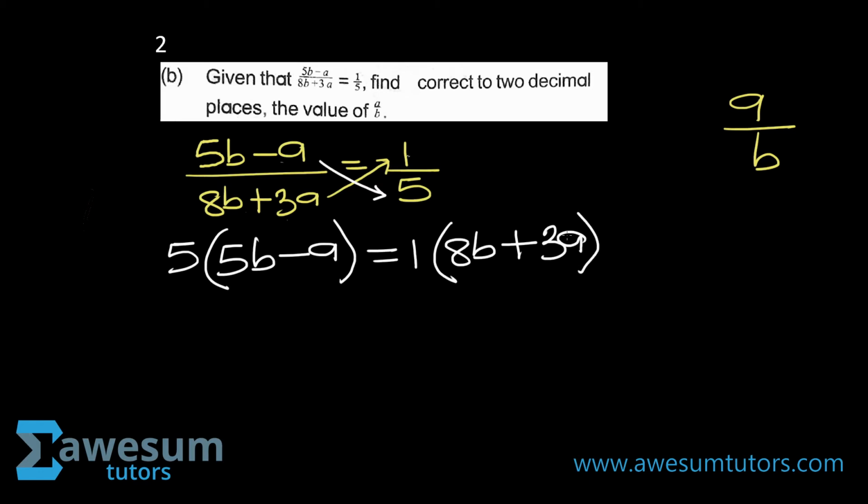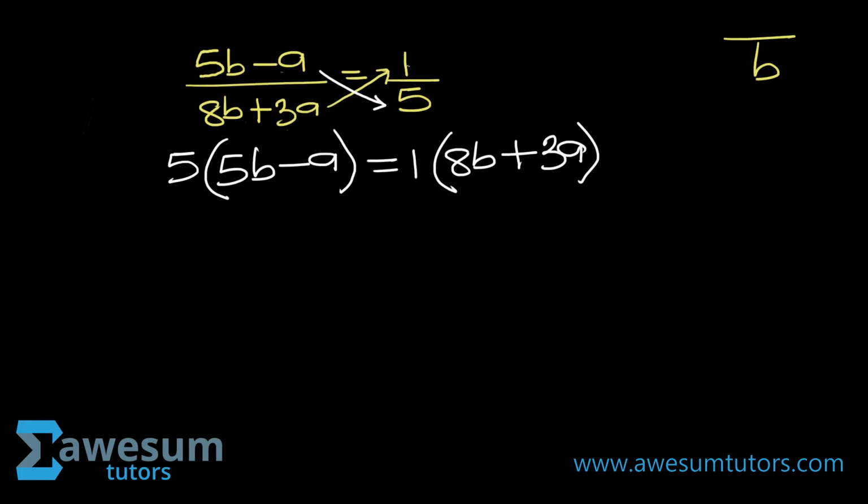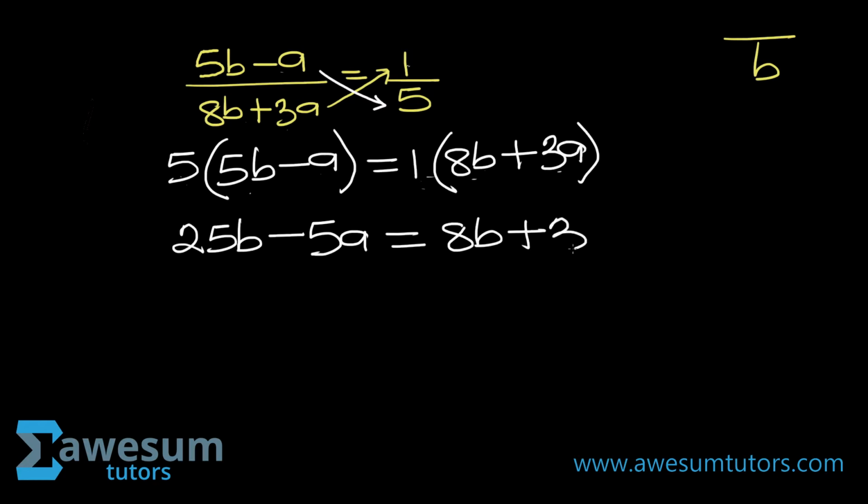In one of our videos we have taught you guys how to open up brackets, so this should be pretty easy. For a review of that, I encourage you to go check our video where we explained the concepts. Now let's open up this bracket. 5 times 5b gives us 25b. 5 times negative a gives us negative 5a. Very good, guys. Now the next thing is to open up this bracket here. 1 times 8b is 8b, plus 1 times 3a is 3a.